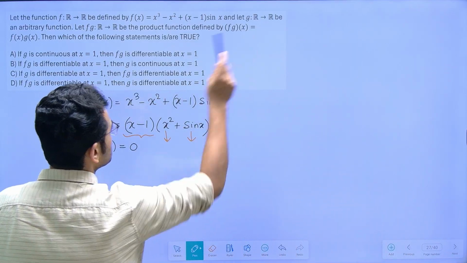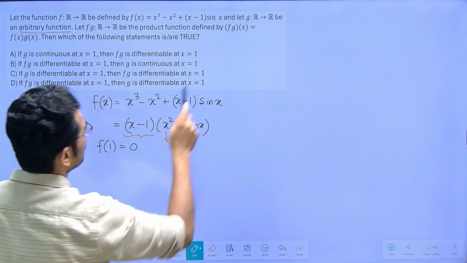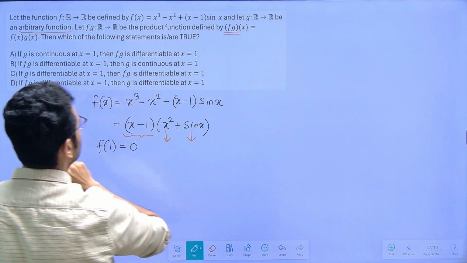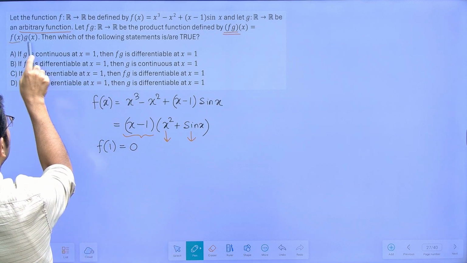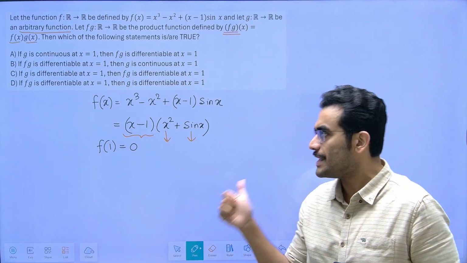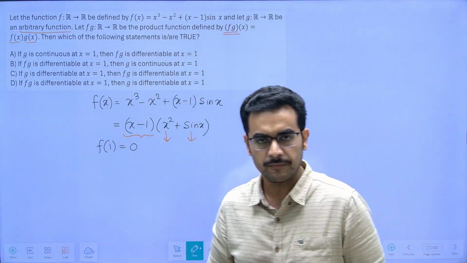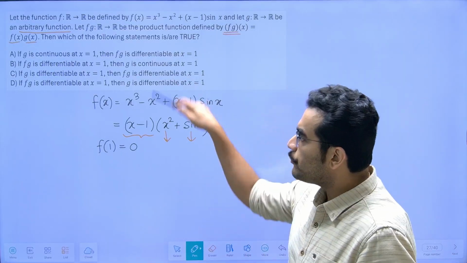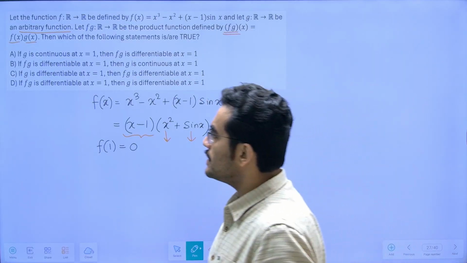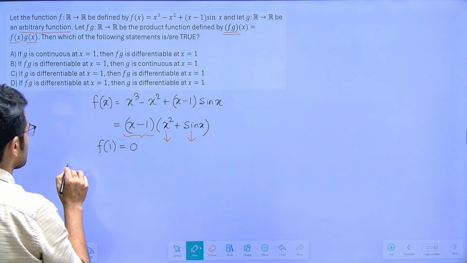Now another function g: R to R be an arbitrary function, and we are defining the product of the two functions f into g(x) as f(x) into g(x), where f(x) is this function and g(x) is another arbitrary function. Now we have four options we need to test. First option is if g is continuous at x equal to 1. Let us see the first option.